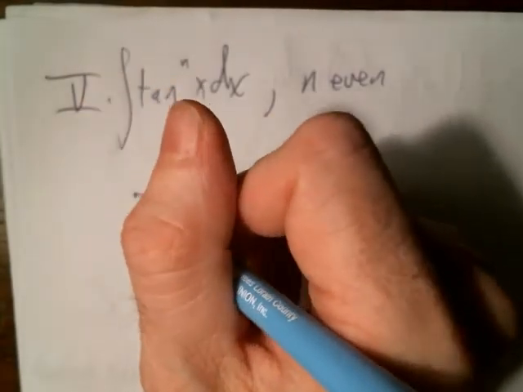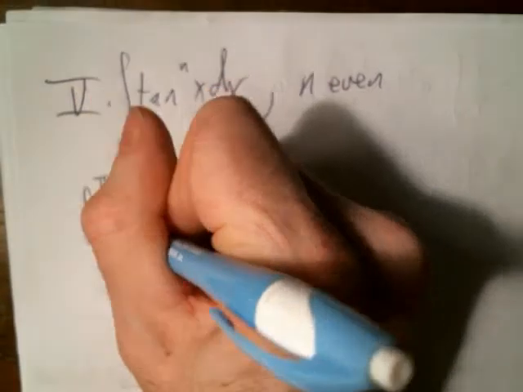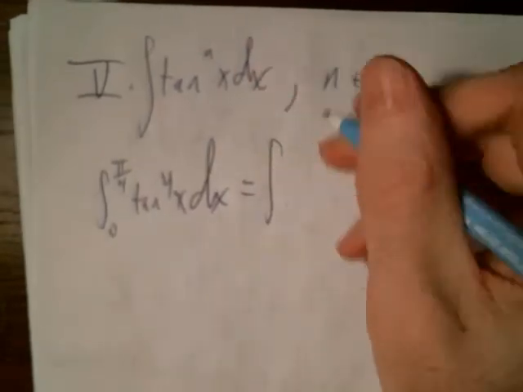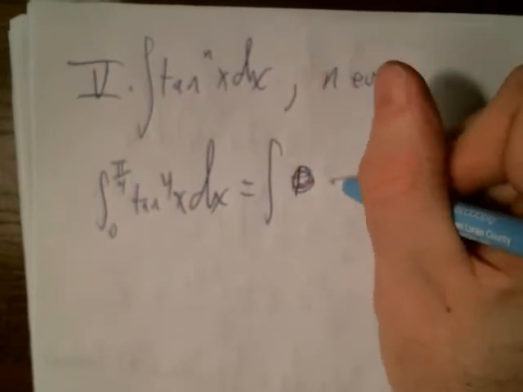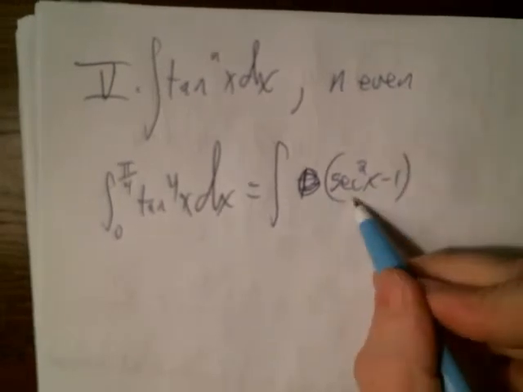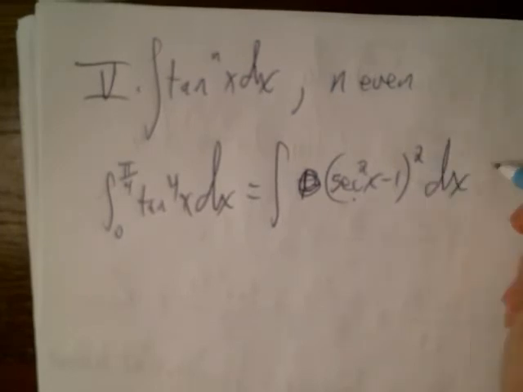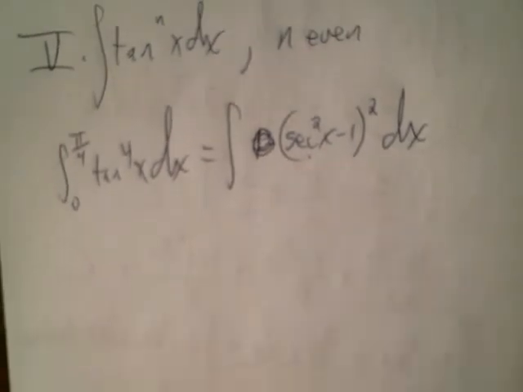Okay, so in particular, let's look at one. The integral from 0 to pi over 4 of tan to the 4th x dx. So this will be the integral of, what is tan squared? Tan squared is secant squared x minus 1. So that would be tan squared. I need this to be tan to the fourth, though, so I would have had to square that to get tan to the fourth. We could FOIL this thing out.